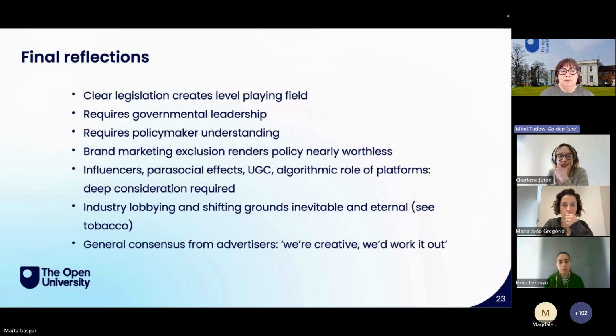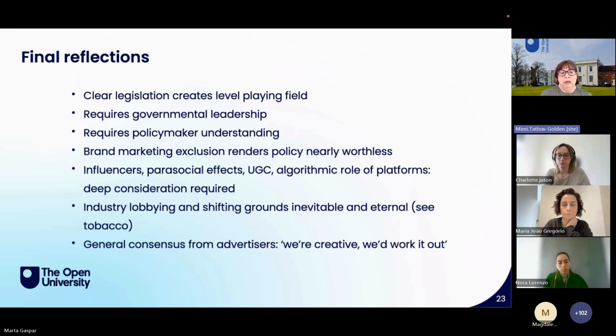So the level playing field from clear legislation was what advertisers were asking for, needing leadership from government and policymakers. The brand marketing exclusion. So if you allow an ad that shows a brand, a brand image but not a food image, meaning that it can't be nutrient profiled and therefore the ad is permitted under current laws, or self-regulation mechanisms, this renders most advertising regulation entirely pointless because the brands are so well known and children engage with them before they can speak. And so it means that they're just constantly being sort of topped up, if you like, with inputs. We need to be looking in particular to influencers, parasocial effects, user-generated content, and the algorithmic role of platforms, crucially.